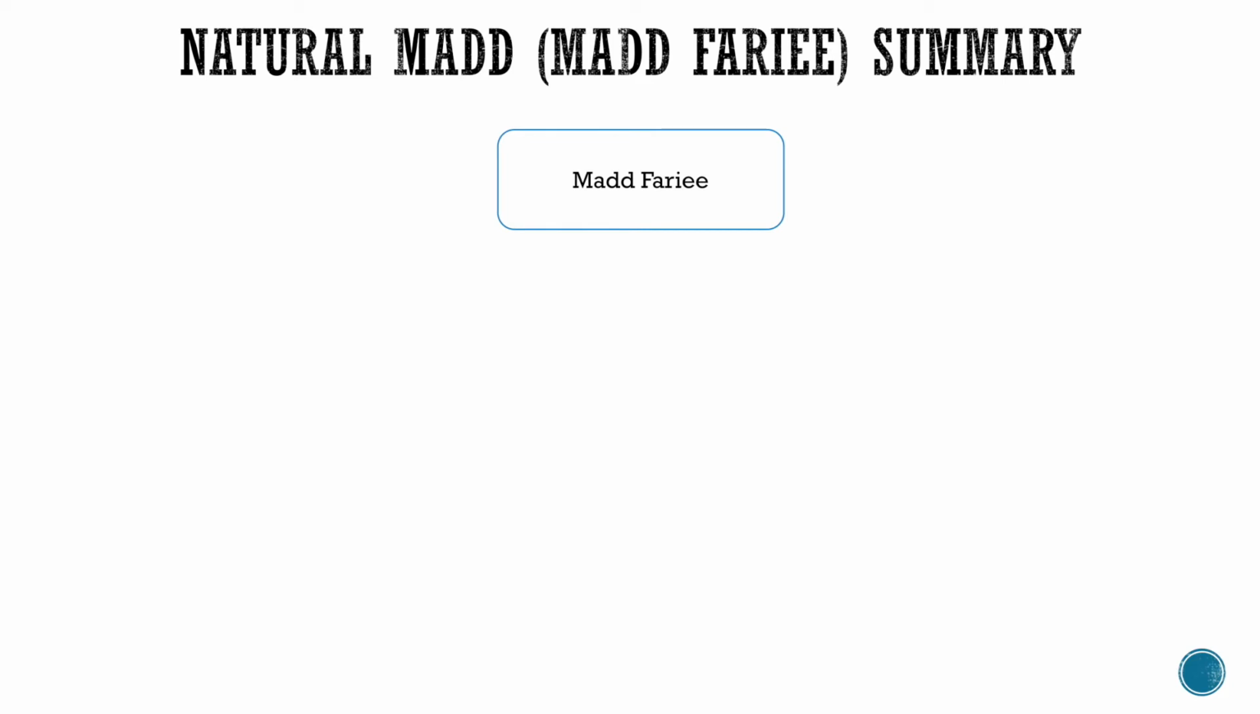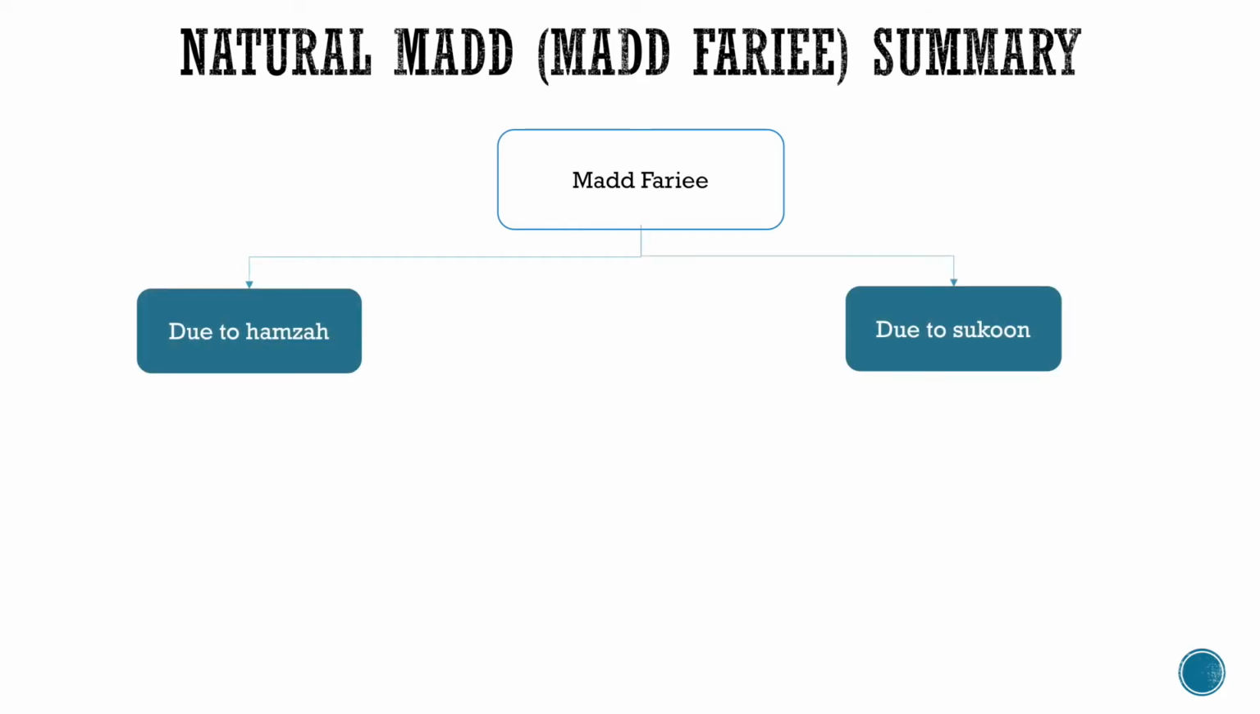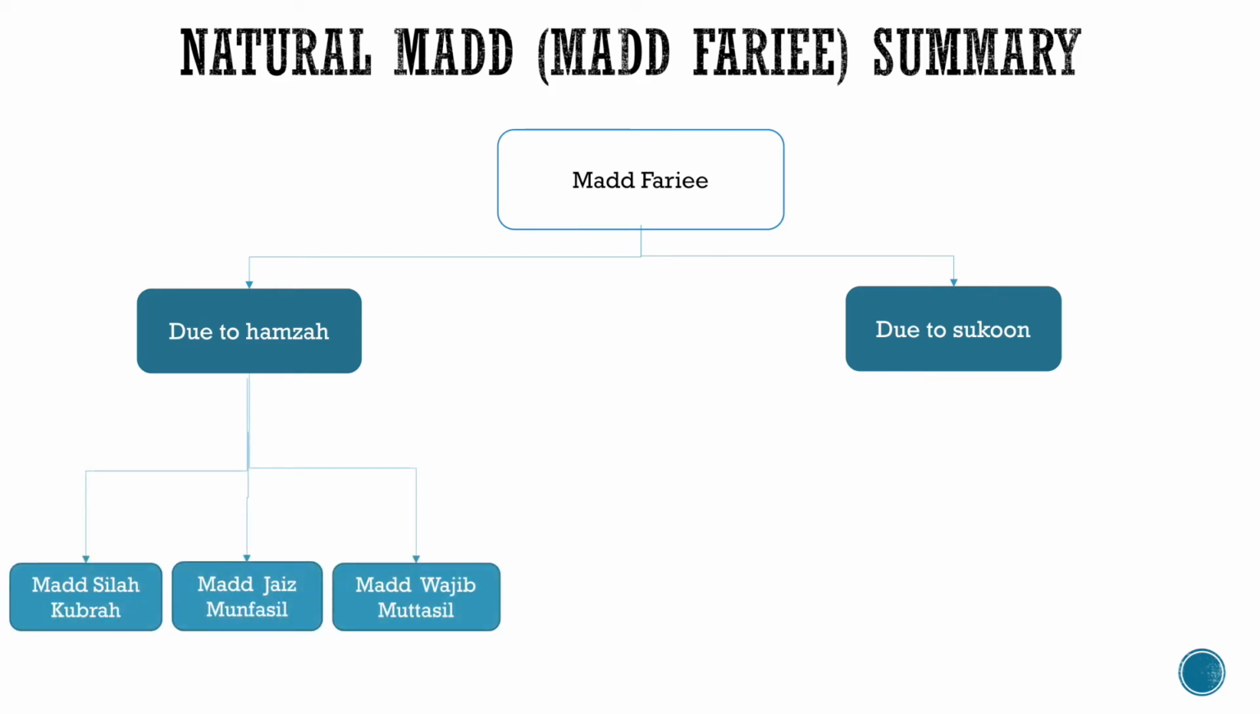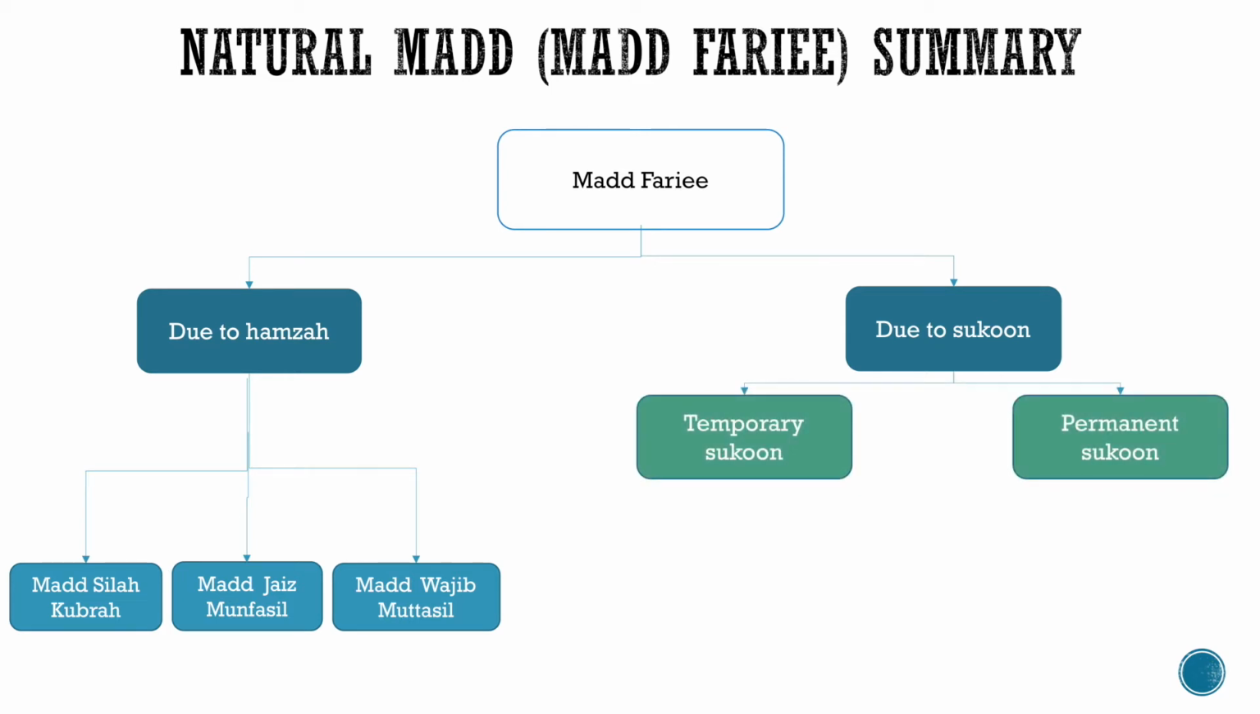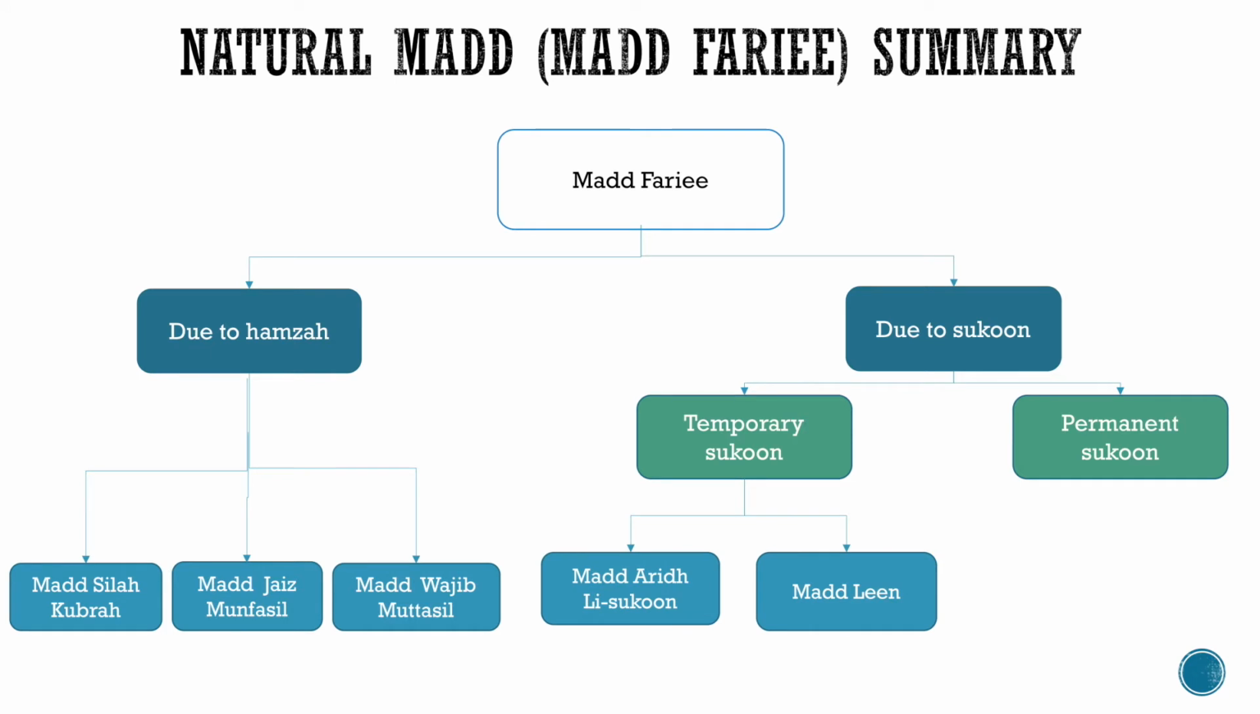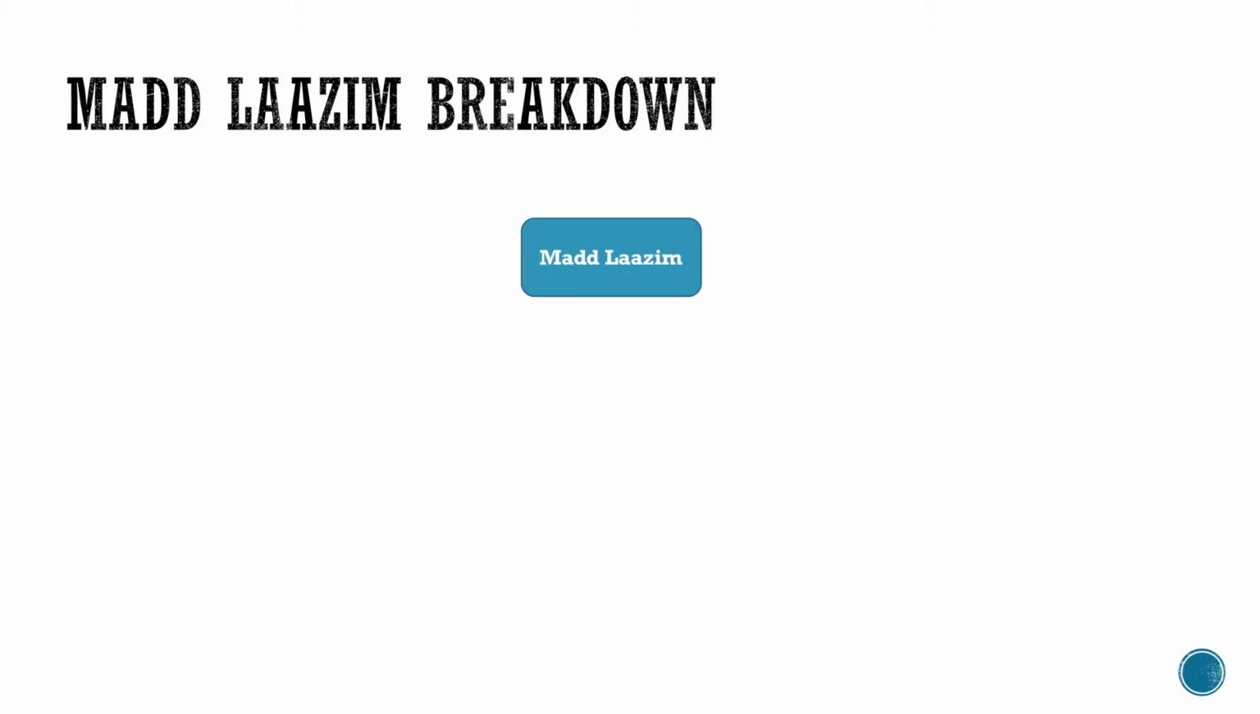As we have covered previously, Mad Fari'i consists of two branches, Mad due to a Hamza and Mad due to a Sukoon. Mad due to a Hamza consists of three types of Mad: Mad Sila Kubra, Mad Jaiz Munfasil, and Mad Wajib Muttasil. Mad due to a sukoon consists of two branches, temporary sukoon and permanent sukoon. Temporary sukoon consists of two more, Mad Aridli Sukoon and Mad Lean, and the permanent sukoon consists of Mad Lazim.